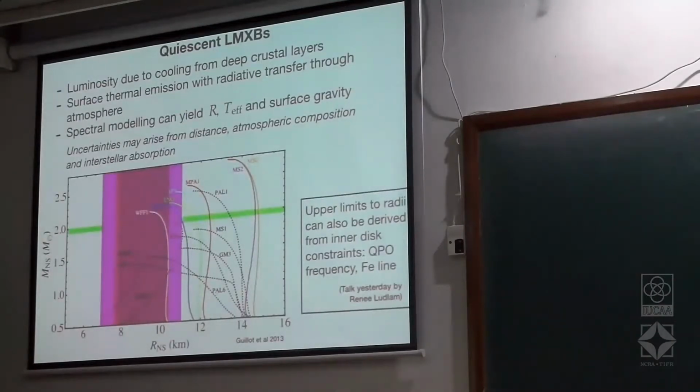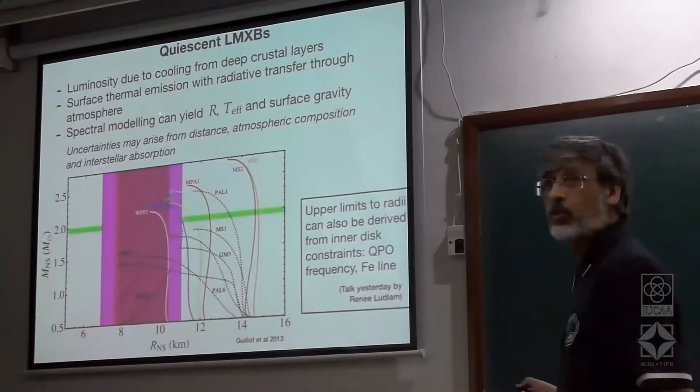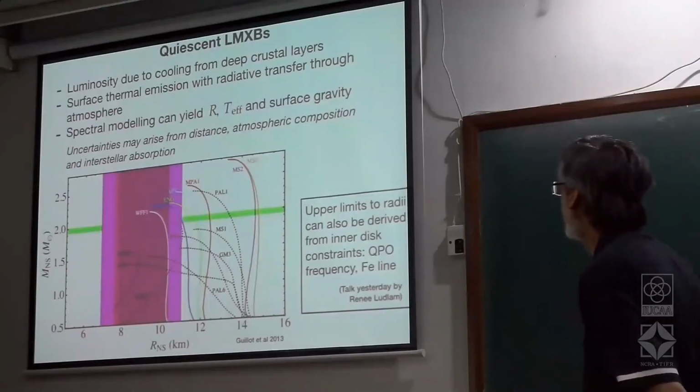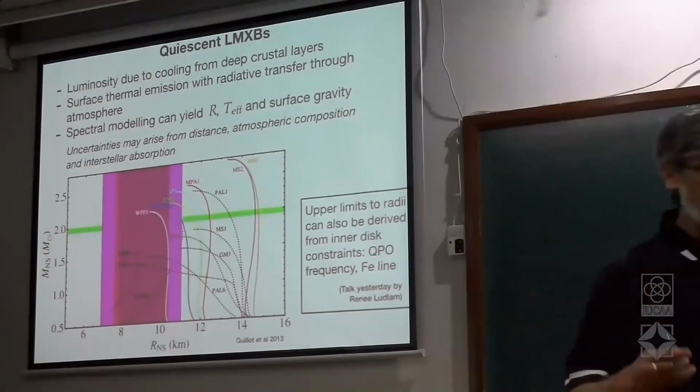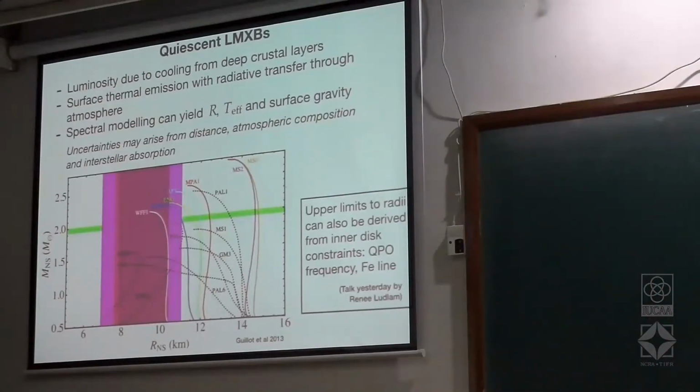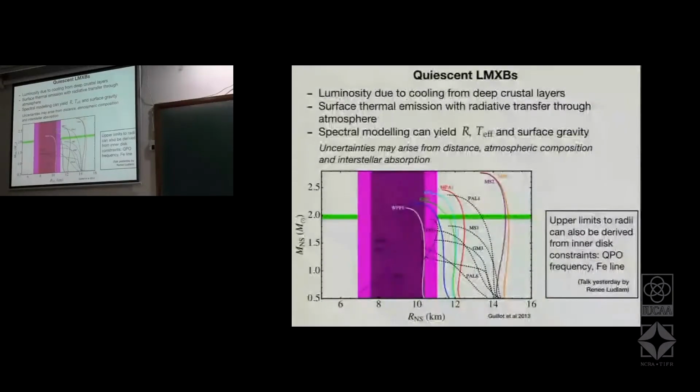Then there are measurements from quiescent low-mass X-ray binaries, where luminosity is due to cooling from deep crustal layers. I mentioned to you that cold catalyzed matter is fine for a neutron star which is formed initially and just had time to cool for a million years. But if you're accreting matter, you're continuously adding new material on the surface, and it may not have had time enough to go to cold catalyzed matter yet.